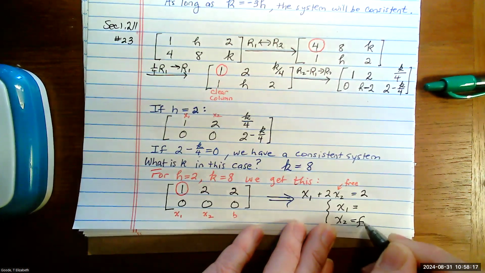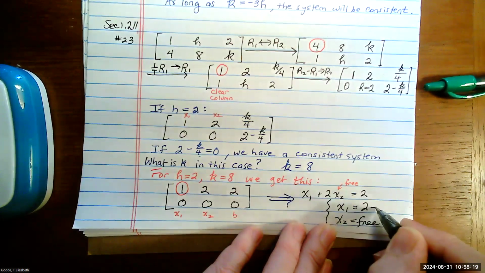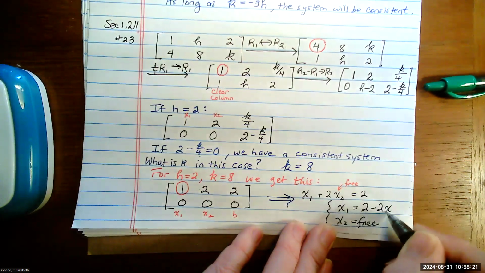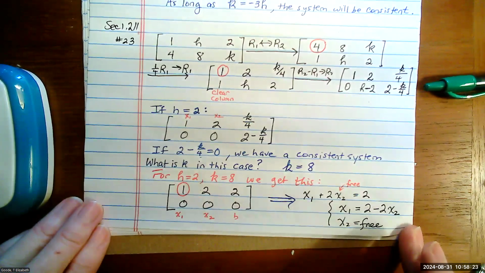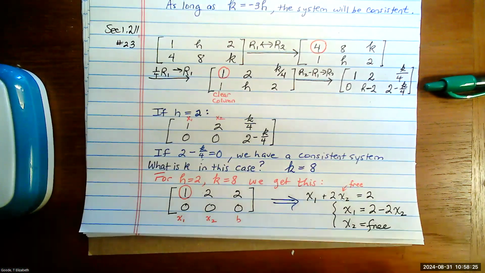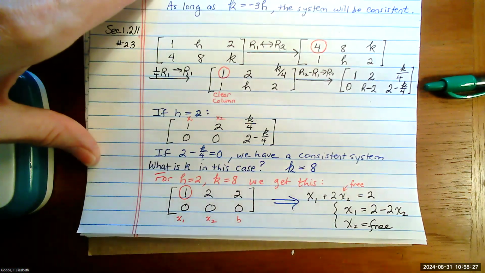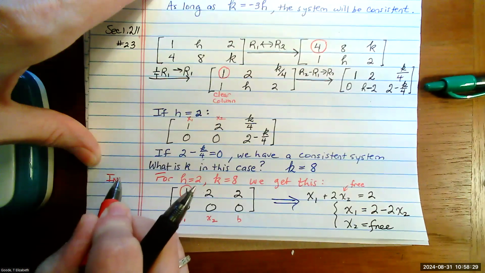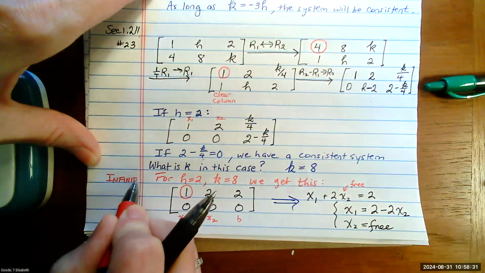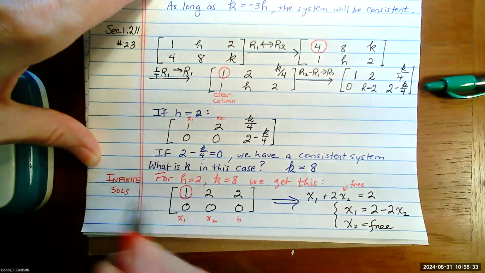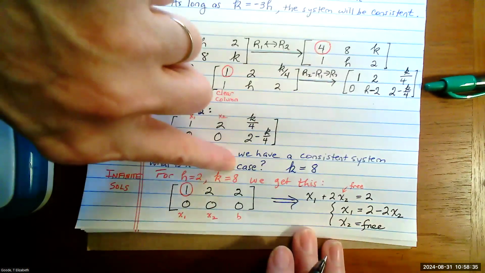x1 is 2 minus 2 times x2, whatever that is. So we have infinitely many solutions when h is 2 and k is 8.